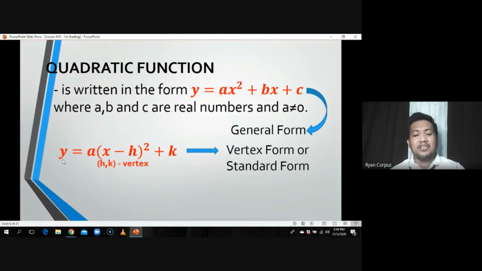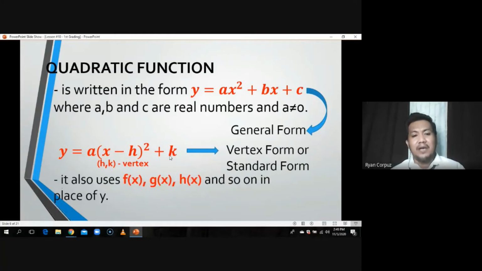So that hk that you will see in the vertex form of the quadratic function is what we call the vertex. That is why it is called the vertex form other than the standard form. So we can call it standard form or vertex form because that hk that we see in the given equation is what we call the vertex.